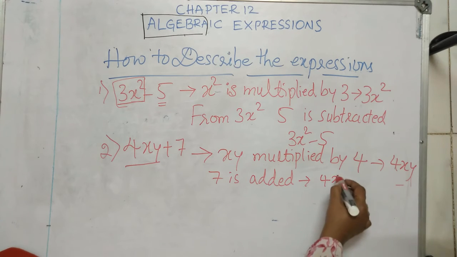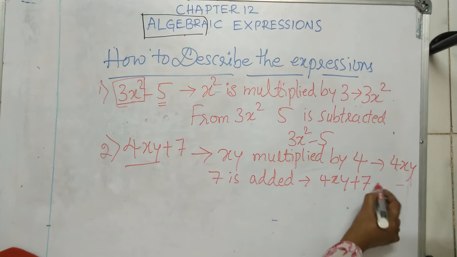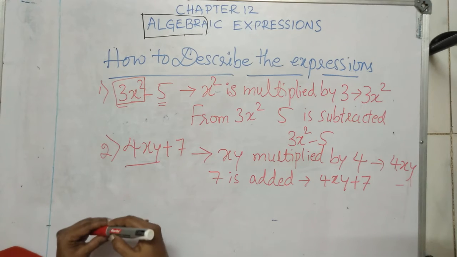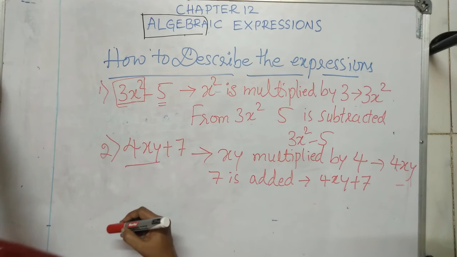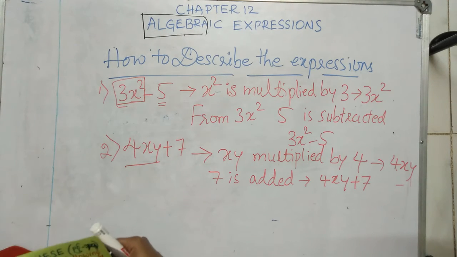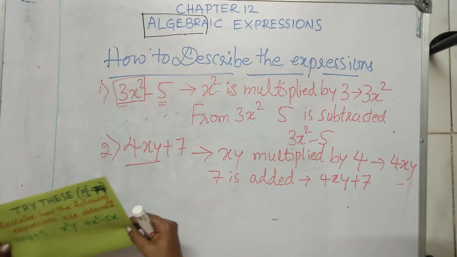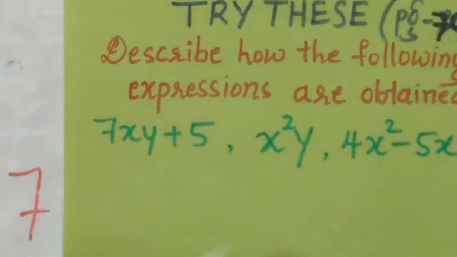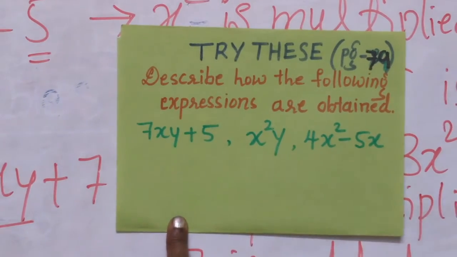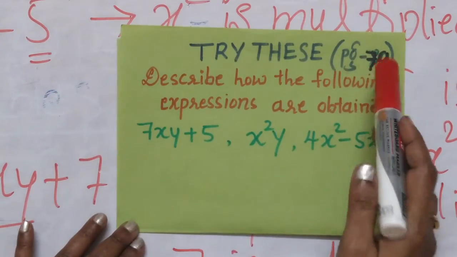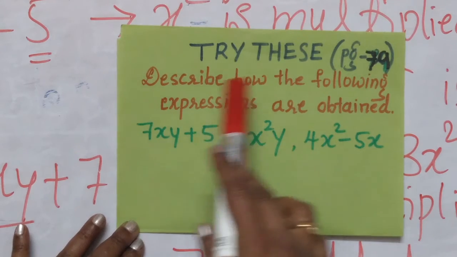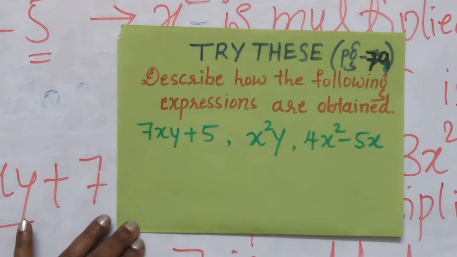Forms the expression 4xy plus 7. This is how we can describe any expression. Let us try these questions from your textbook, page number 79. Describe how the following expressions are obtained.